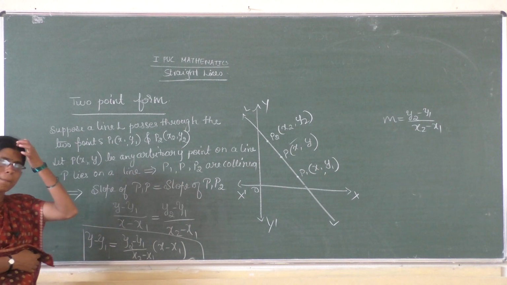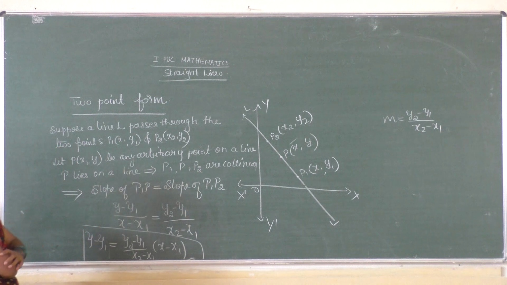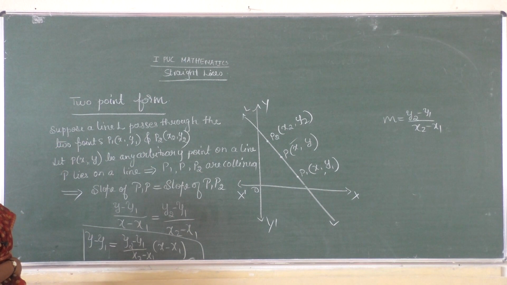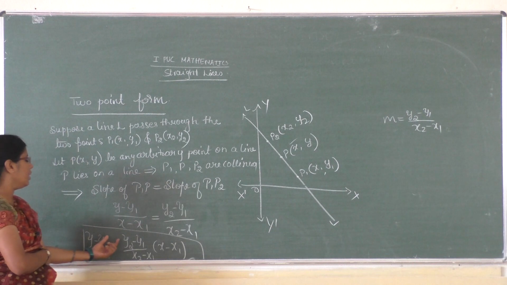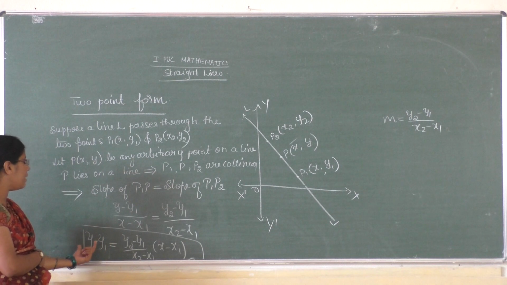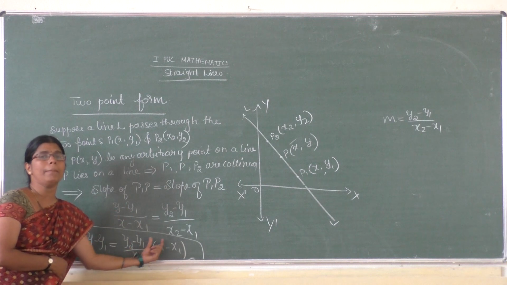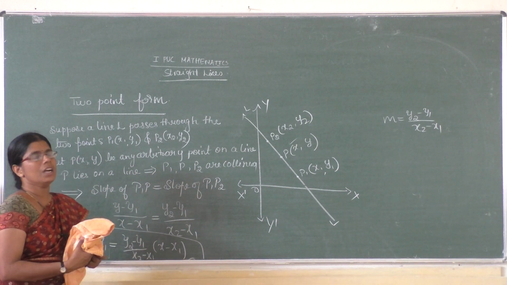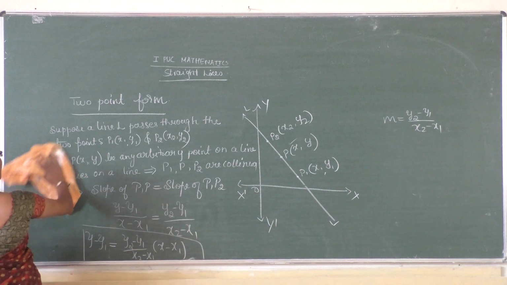Suppose a line passes through 2 points, then the equation of the line is given by this particular formula. This is equivalent to y minus y naught is equal to m into x minus x naught, the same formula. So this is how we derive the 2-point form. Next we take one simple problem based on this.